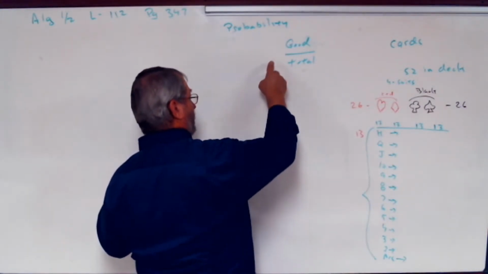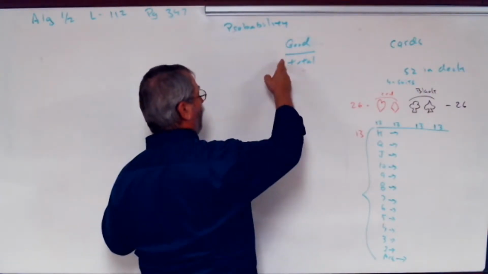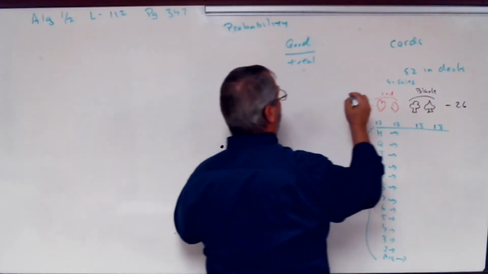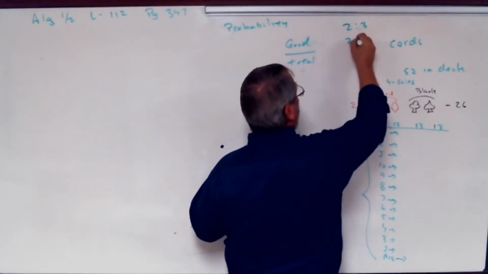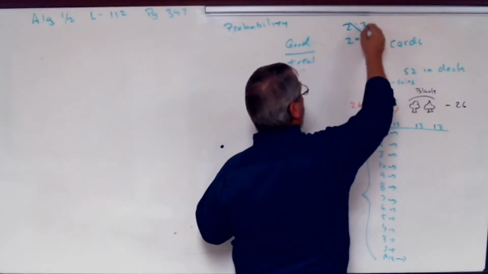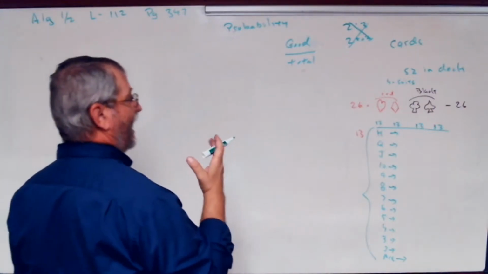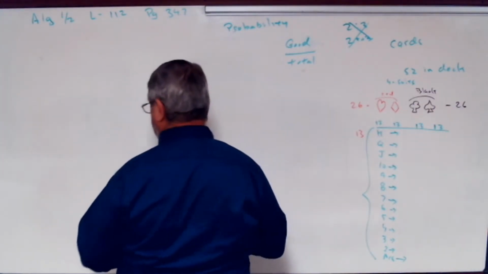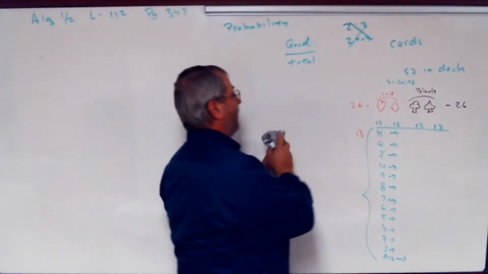Probability is always written as a fraction, as a reduced fraction. It's the good over the total. Do not write, like, 2 to 3. Don't do this. That's something else. We're not going to do that. It's not a percent. It's a fraction, a reduced fraction, okay?